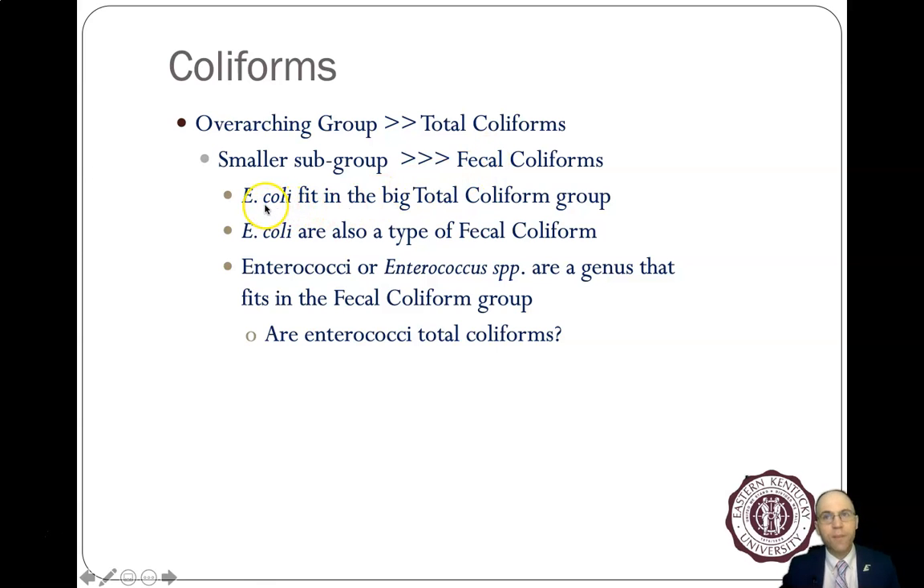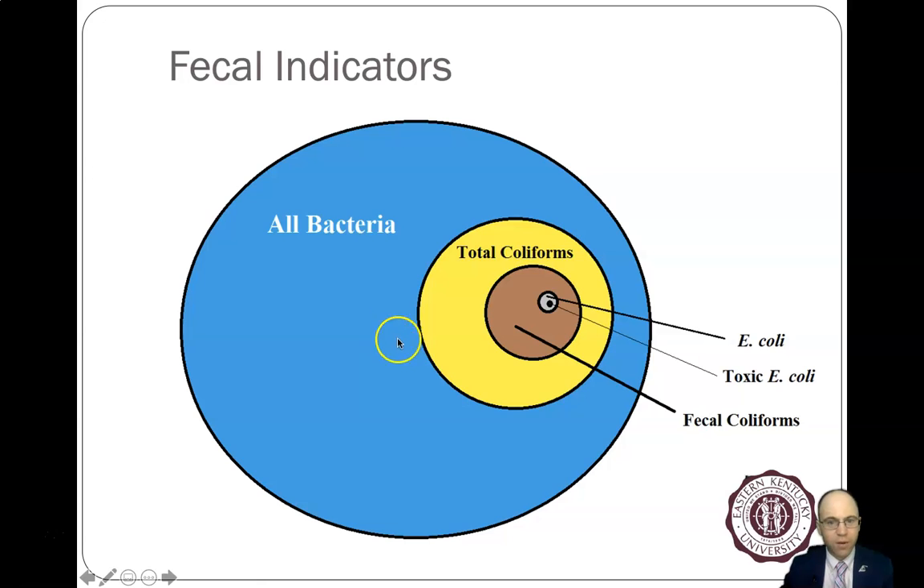It's kind of like thinking of trees. There's maple trees, and the red maple fits into the group of the maple trees, and then the maple trees fit into the group of the deciduous trees that lose their leaves. So it's just a grouping scheme here. E. coli fit into the big total coliform group. They also fit into the fecal coliform group, and we're not going to spend too much time on the other stuff.